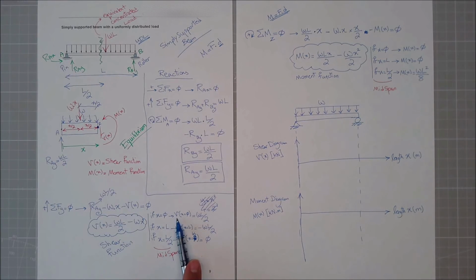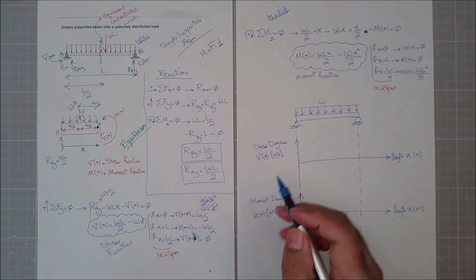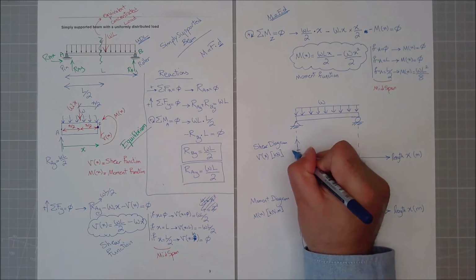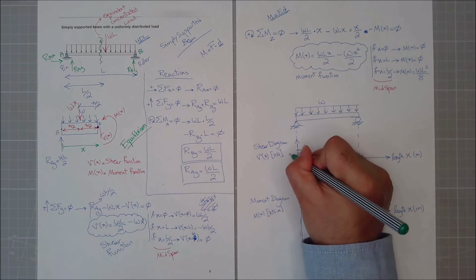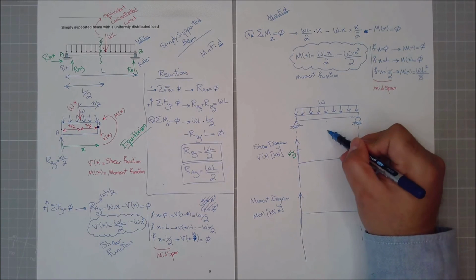Now, simply I just read it. So it says shear at x equal to 0 is WL divided by 2, and it's positive. So WL divided by 2. It says find the midspan. So probably this is the midspan.